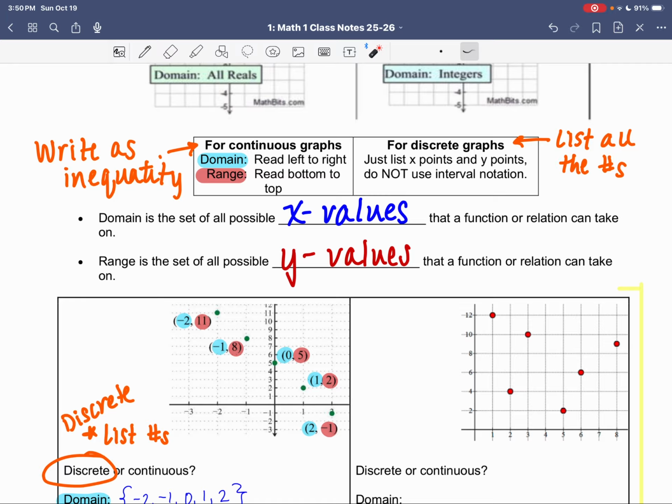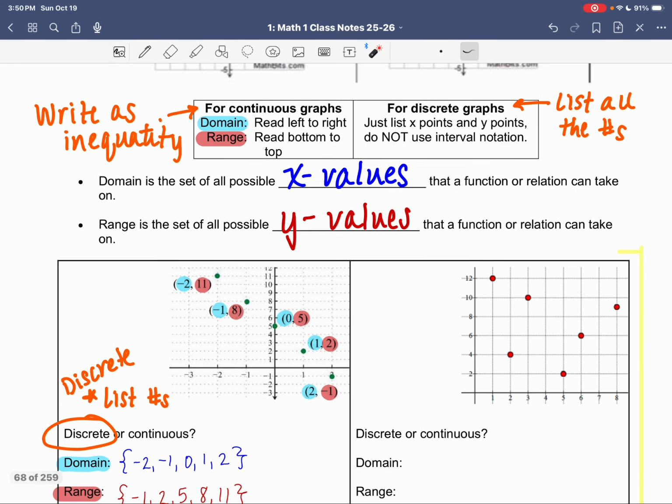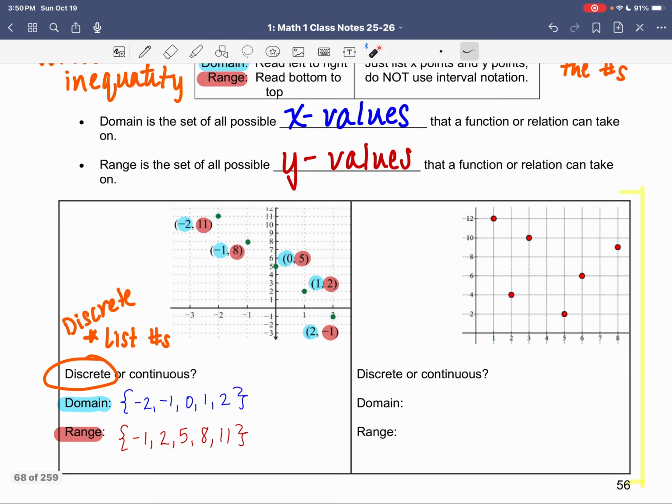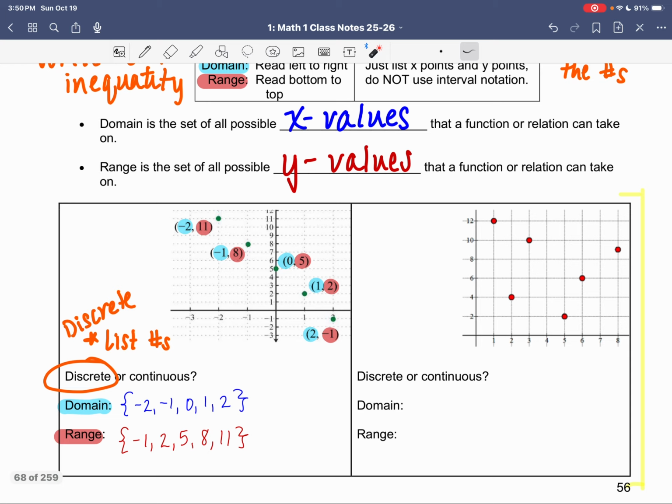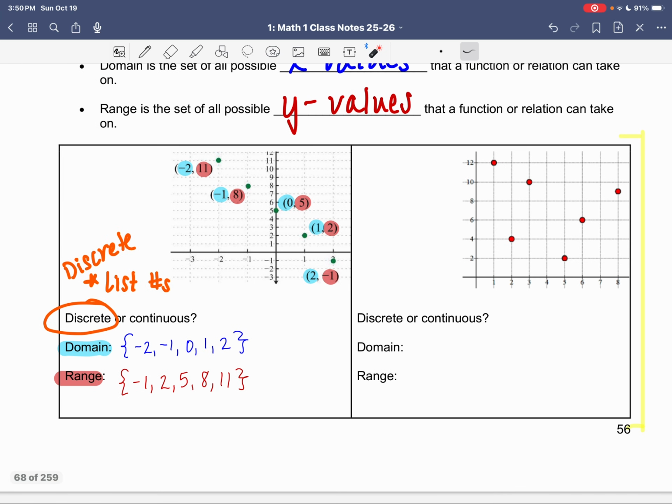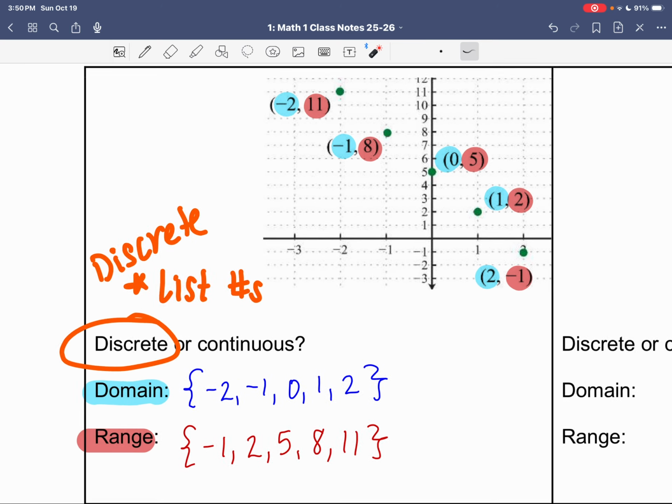All right, so the domain is the set of all x values that a function or relation can take on. The range is a set of all the y values that a function or relation can take on. And I like to color coordinate mine where I have x values as blue, y values as red for the domain and range. All right, so let's look at this first one.